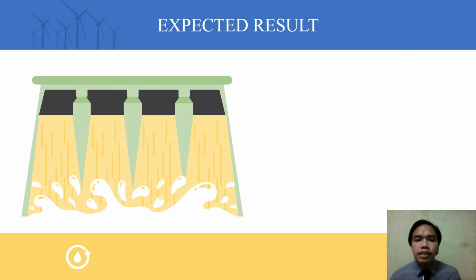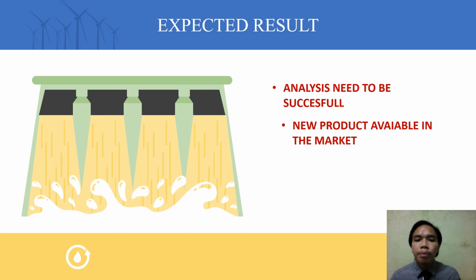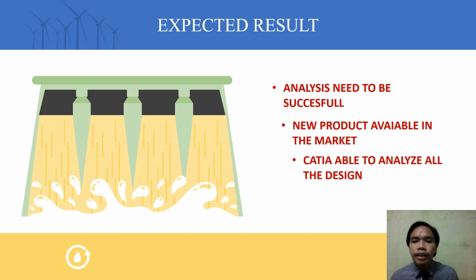Last but not least, the expected result for the final year project. The expectation of the report is that the analysis that we conduct will be successful in order to have a quality product of a bicycle wheel. A new product will be available in the market that can give better performance for a bicycle wheel. And the last one is that CATIA is expected to analyze all the designs that we made.